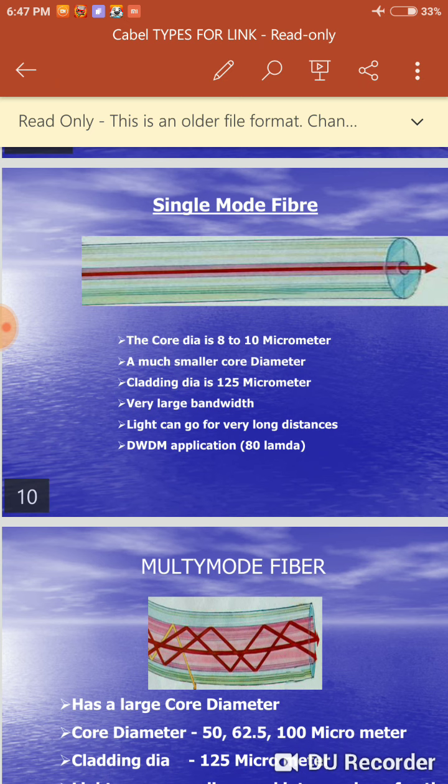If we consider the dispersion, it is minimum in case of single mode fiber, because basically the dispersion occurs because different modes are traveling with different velocities. In case of single mode fiber, as only one mode is propagating, there is no question of the difference in the velocities, so dispersion is minimum. But it is not supporting multi-channel applications.